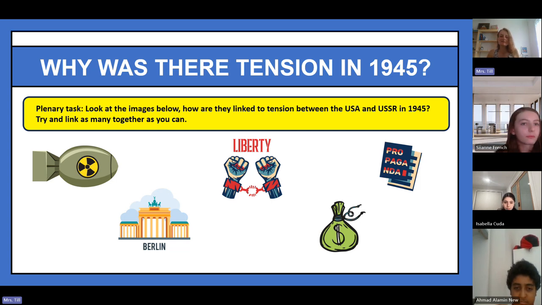Anybody else got any other links between some of the images? Sienna, you've got another one. Off you go. So the one with the liberty above it represents communism, and the green bag represents capitalism. And so USSR used communism and USA used capitalism, and it created tension because they thought that their economic system was more superior, and they kind of mistrusted the other nation, and it brought more conflict to prove why theirs was better for their country.